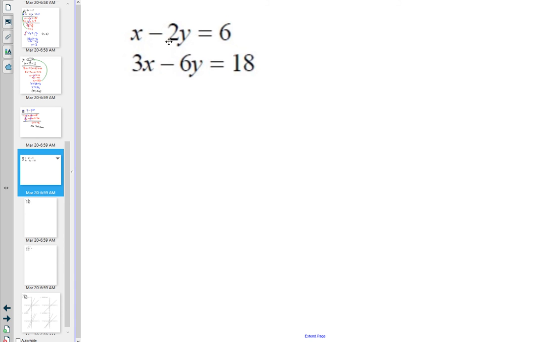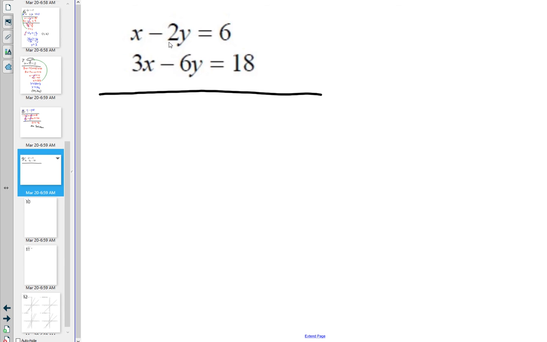All right, somebody not named Emma Grace, tell me what would be the best method here. Maybe I haven't heard from you today. What would be the best method here? Okay, what variable would you like to eliminate, maybe? Do you want to eliminate the x's or the y's?